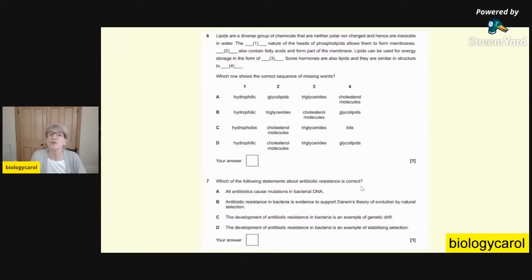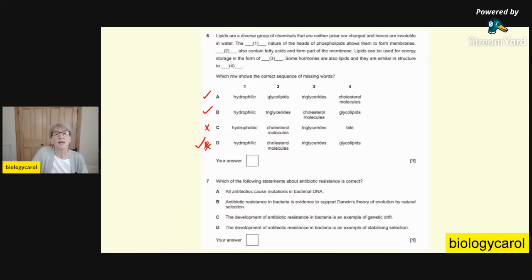So now we've got to show the correct sequence of missing words. So I'm going to start reading. Lipids are a diverse group of chemicals that are neither polar nor charged, and hence are insoluble in water. The something nature of the heads of the phospholipids, well, that is hydrophilic because phospholipids have hydrophilic heads. So that reduces me down to A or B. Oh, sorry, I've just realised, and D.